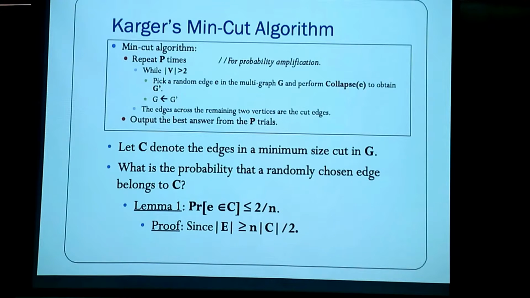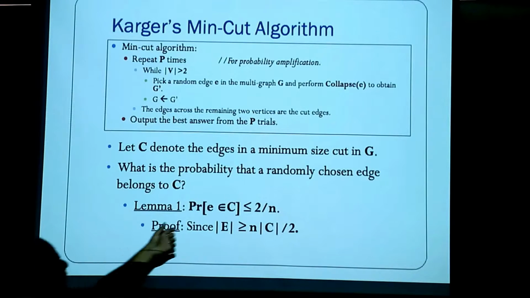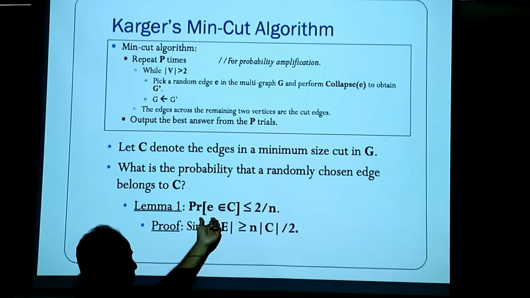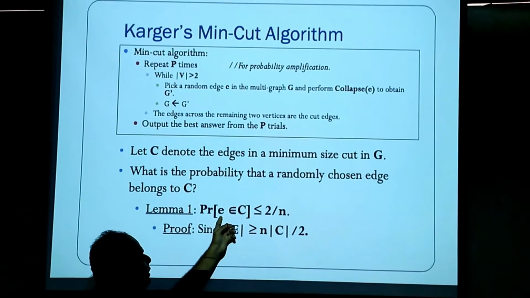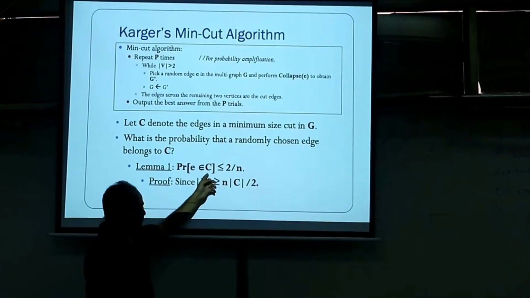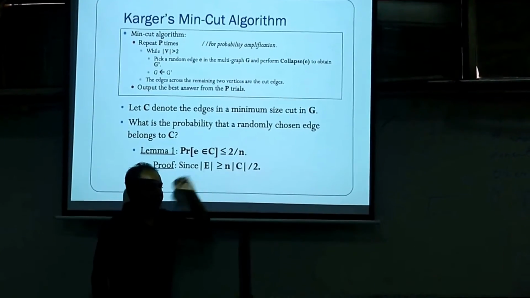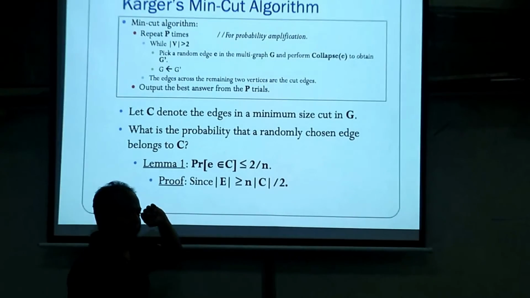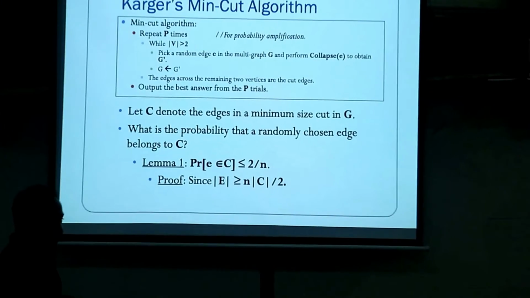So, does this make sense? I'm trying to make a statement that the probability that a particular edge E, a randomly chosen edge E, is in the minimum cut is less than or equal to 2 by n. Okay, why do we get that?